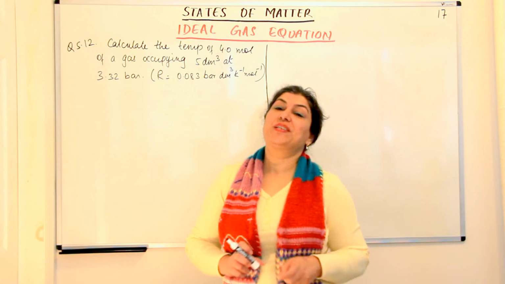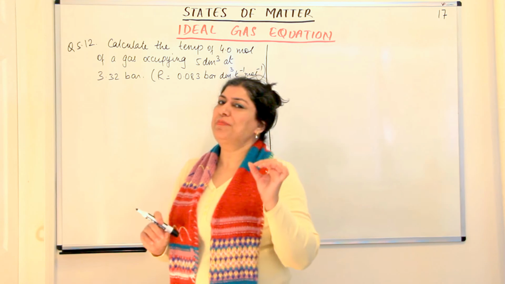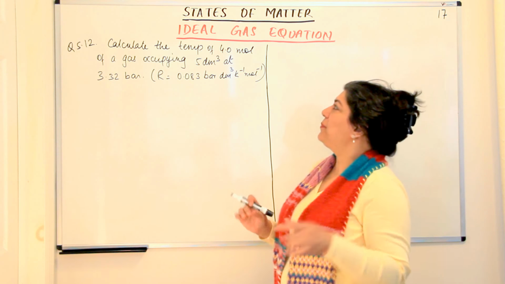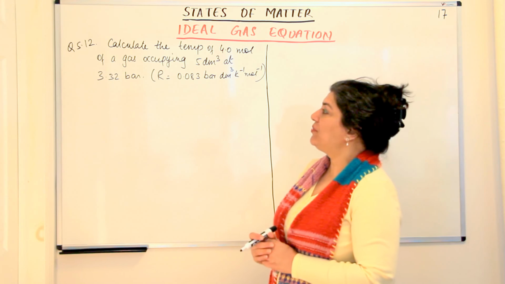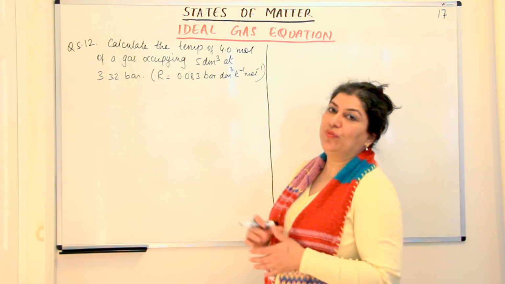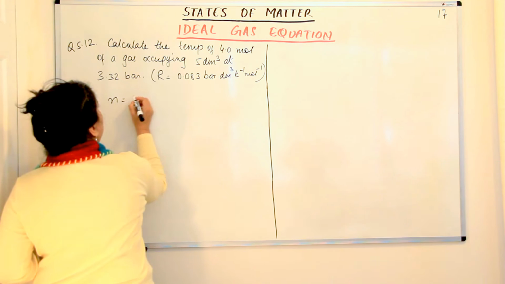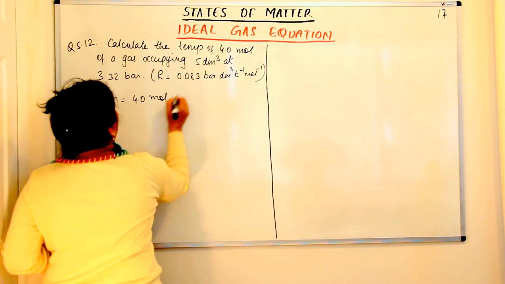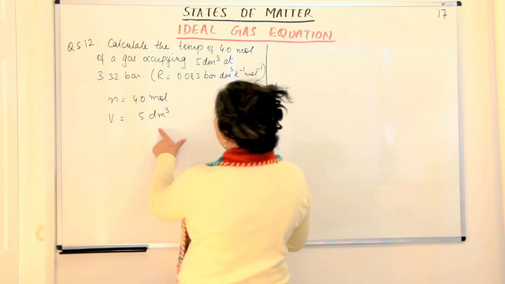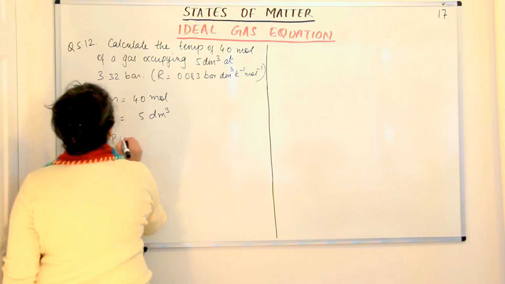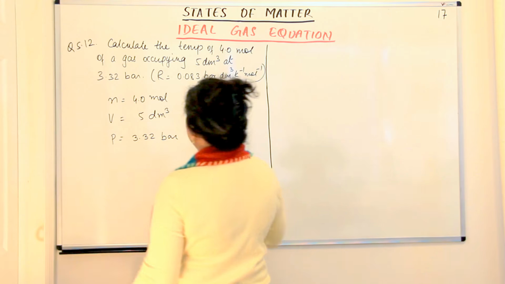Now this is the last question of this video and for this topic that I will be doing. It's a simple question. The question is, calculate the temperature of 4 moles of a gas occupying 5 decimeter cube at 3.32 bar. And the value of R is given to you. What all have we been given? The number of moles, N, is 4.0 mole. It occupies a volume of 5 decimeter cube, so V is 5 decimeter cube, and P, pressure, is 3.32 bar, and R is already given to us, right?